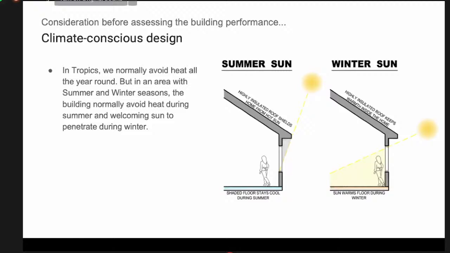For example, in the tropics, in Indonesia, we normally avoid heat all year round, because it can increase the temperature inside, so we avoid it. But in areas with summer and winter seasons, the building normally avoids heat during summer, but welcomes the sun to penetrate during winter. So we really need to understand that before we start with the building performance evaluation.